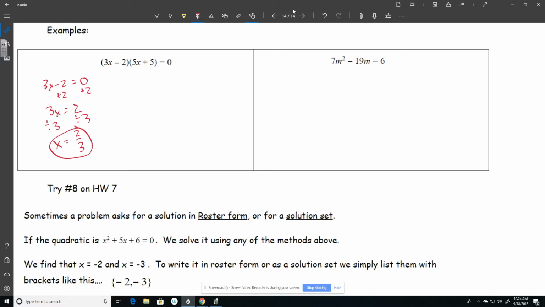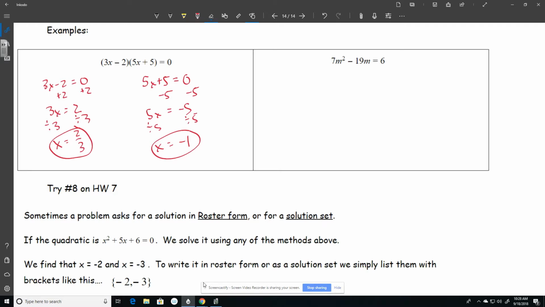So don't actually divide that. Just leave it in that fraction form. And then 5x plus 5 could possibly be 0. So I minus 5, 5x equals negative 5. Divide both sides by 5. X equals negative 1. There's my other solution. I can plug them in and check my answer.